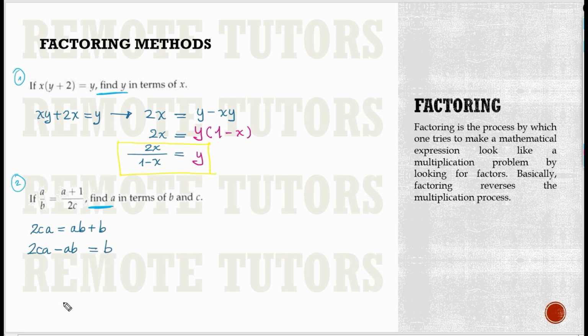The next step is to apply factoring. We will pull out the common term on the left side. The common term is variable a, so we pull out a, and then we are left with a times 2c minus b. So at last, variable a is equal to b divided by 2c minus b.